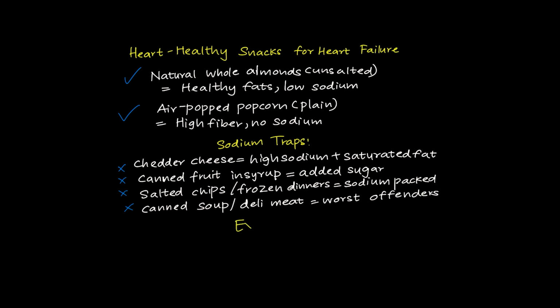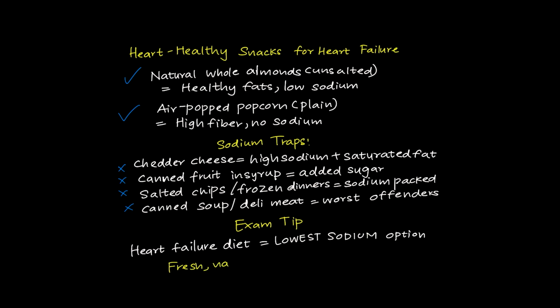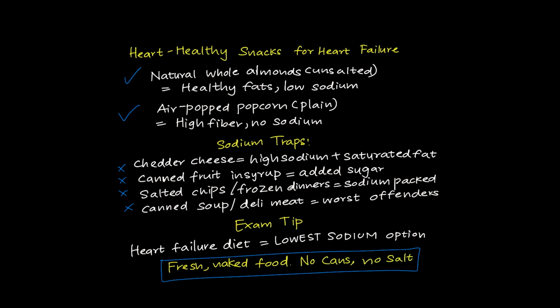Here's a WGU D455 exam tip for you. On diet questions for heart failure, the correct answer is always the option with the lowest sodium. Fresh, unsalted, and unprocessed items win every time. Quick recall hook: heart failure diet equals, think fresh, think naked food. No cans, no processing, no added salt.